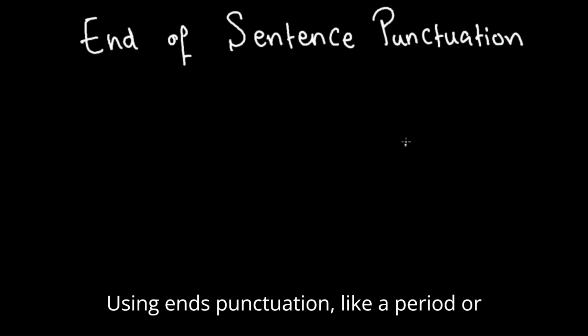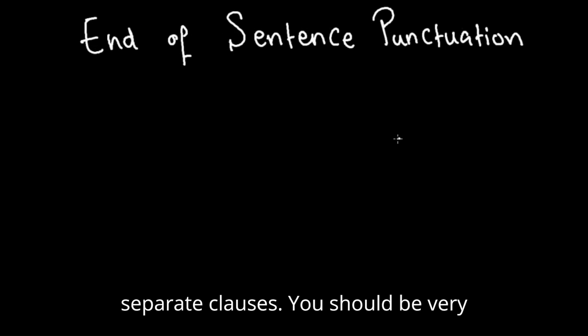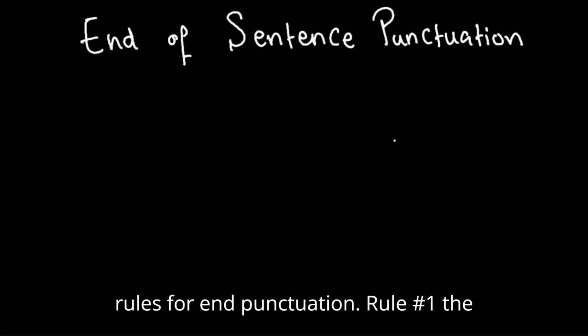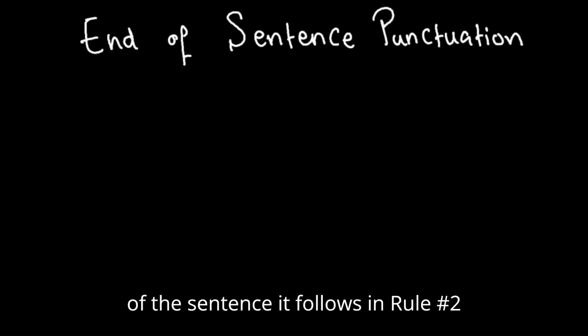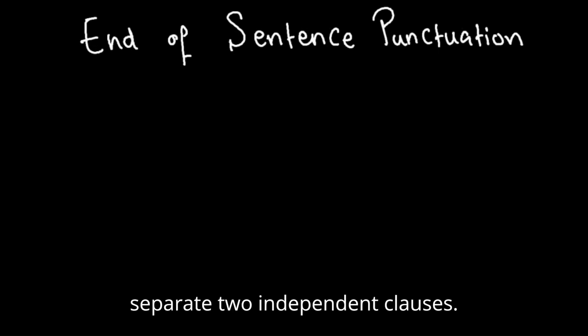Using end punctuation like a period or a question mark is the simplest way to separate clauses. You should be very familiar with using end punctuation in your own writing. There are only 2 rules for end punctuation. Rule number 1, the punctuation mark must match the function of the sentence it follows, and rule number 2, end punctuation can only be used to separate 2 independent clauses.